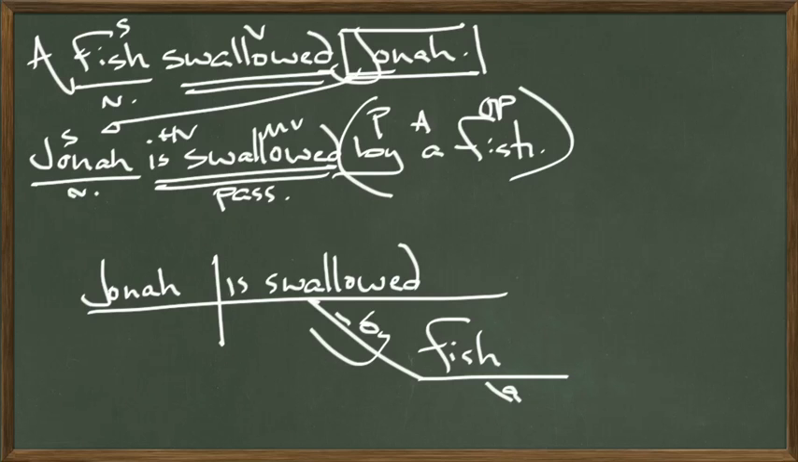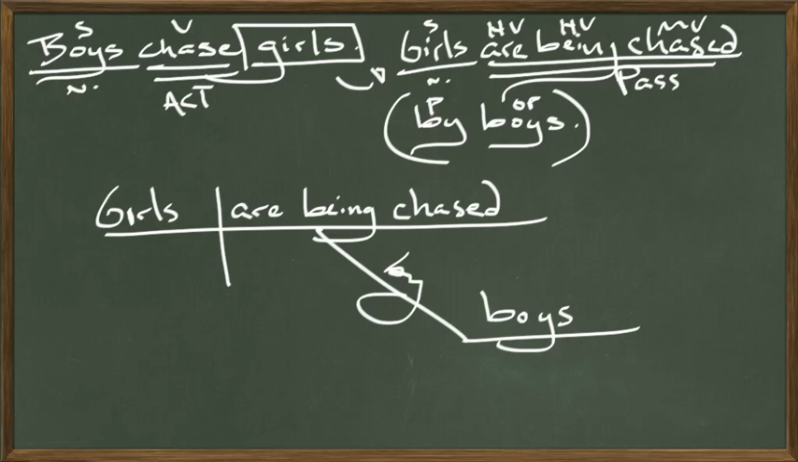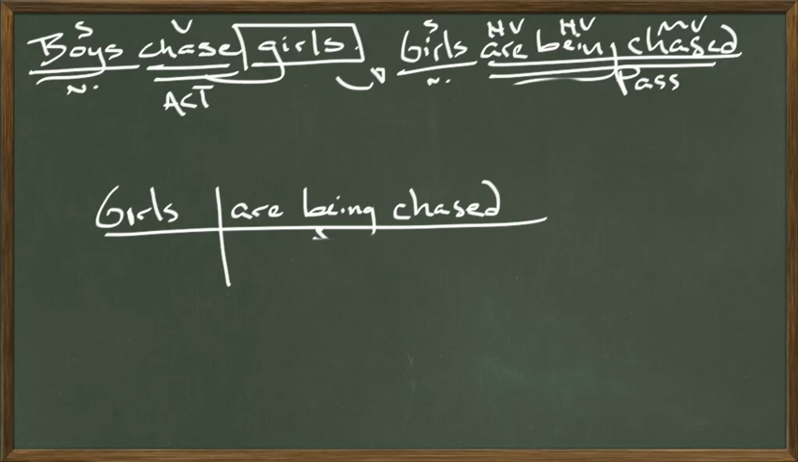Look at this. Jonah is swallowed. There's no response. The fish has no responsibility anymore. All we know is that Jonah was swallowed. How about this one? Boys chase girls. Well, we could just eliminate the agent, boys, and say girls are being chased. The girls are being chased. Do the boys bear any responsibility anymore? No, not with a passive sentence.